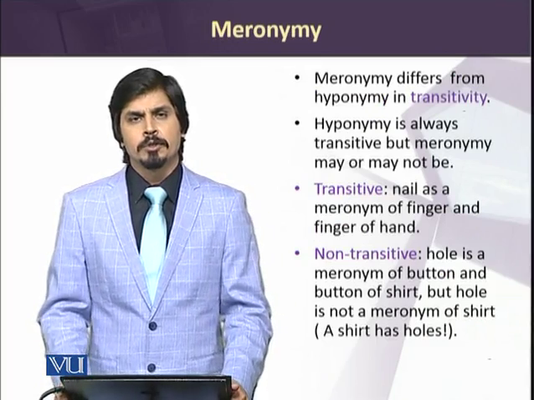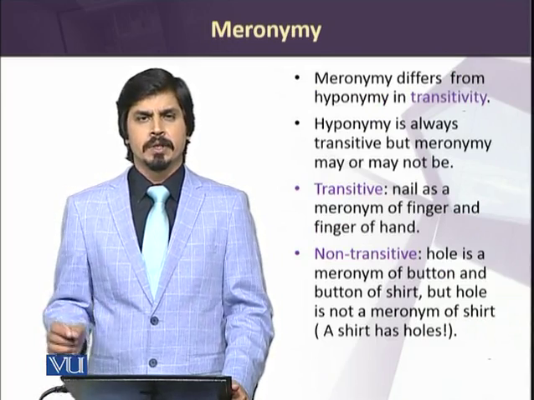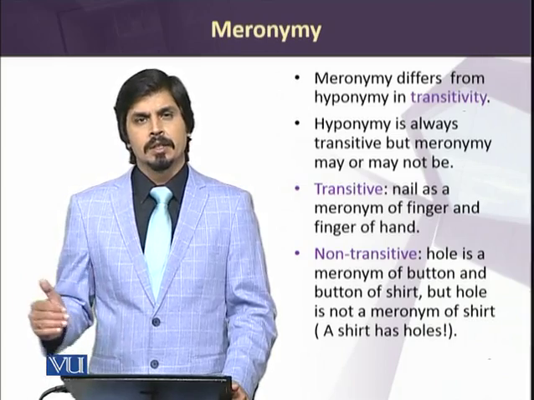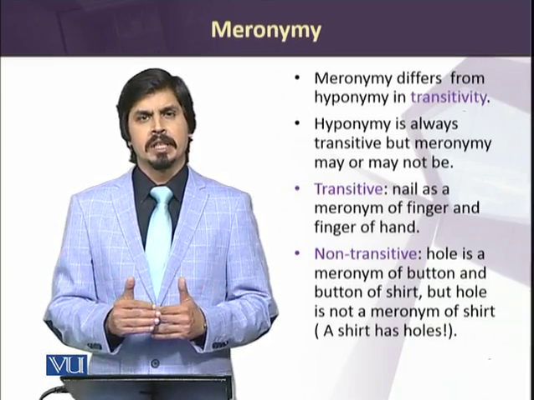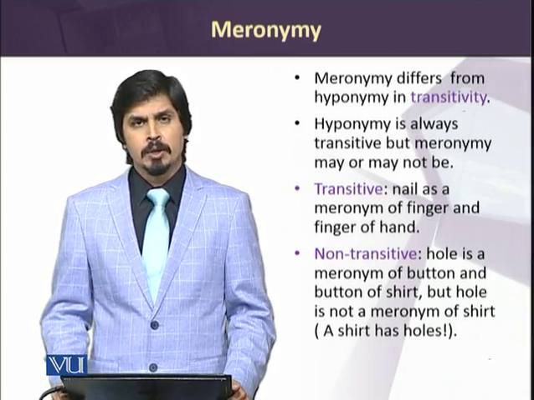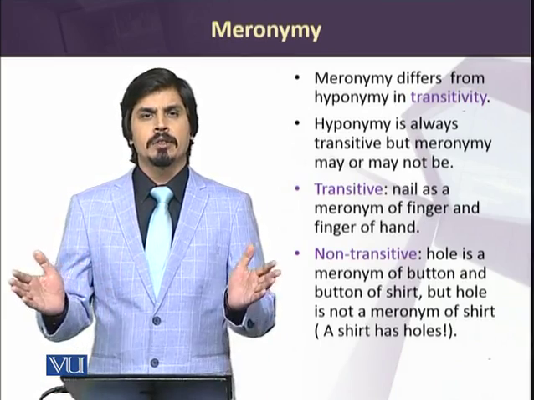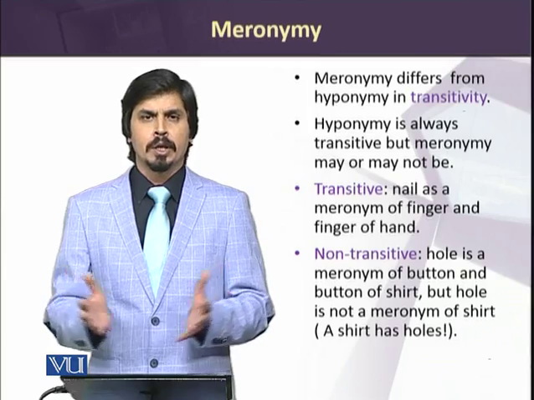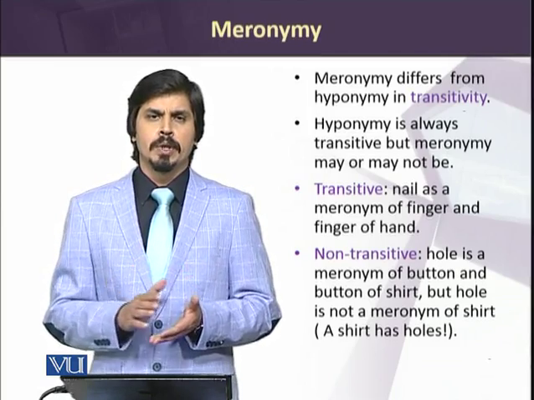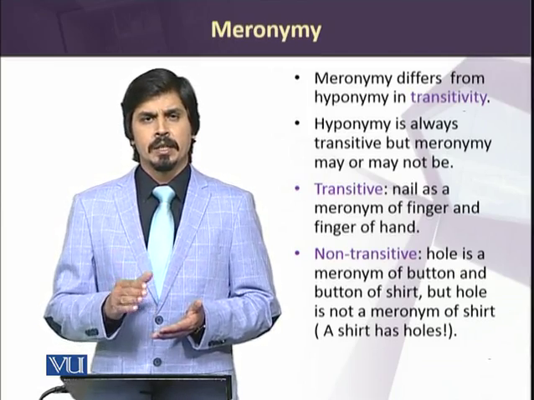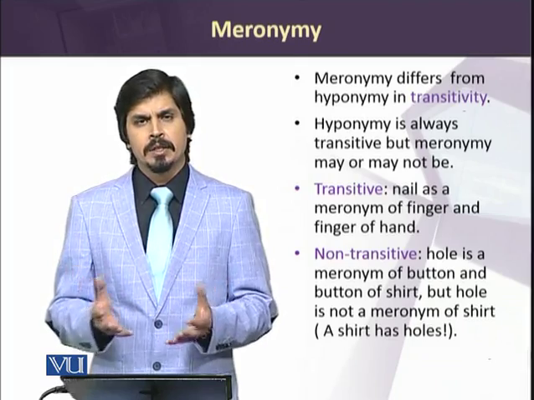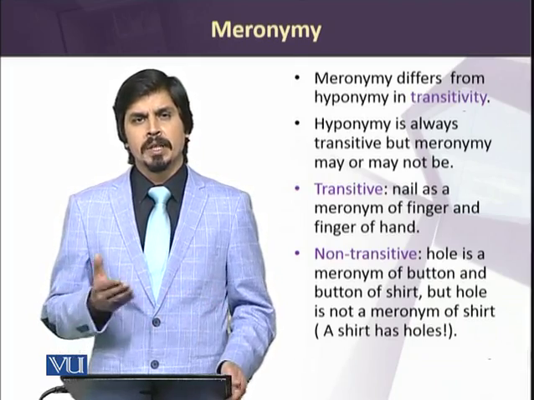Meronymy and hyponymy, they also differ from each other in terms of transitivity. We can say that hyponymy is always transitive. It leads to connection between various items in a series, whereas meronymy may be transitive or may not be. In order to explain this further, I would like to give you an example of what is transitive connection and what is intransitive connection. A transitive connection can be found between a nail and a finger, as we can say that nail is a meronym of finger and a finger is a meronym of hand. So there is an essential relationship in a series.